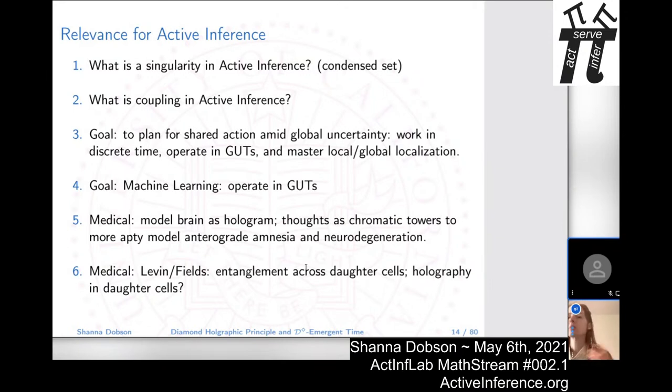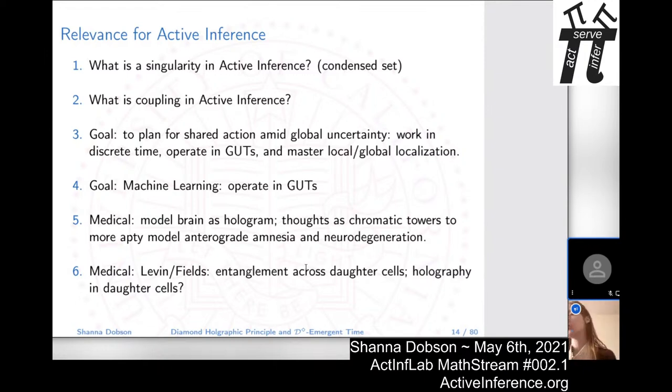If you want to play for shared action amid global uncertainty, maybe we should work in discrete time, operate in grand unified theories, and master this local-global localization by these higher-order awarenesses. Machine learning: operate in grand unified theories. Let's go higher. Let's not work in networks anymore. Let's work in three-morphisms. Medical: let's model the brain as a hologram.